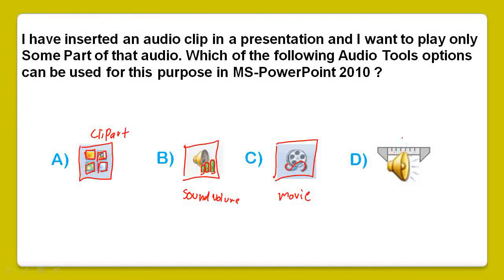So what is the fourth one? It says only some part of the audio. Am I right? And the ruler demonstrates how much we want to take out. So yes, if you don't know the answer, by looking at the pictures you can work out the correct answer. And yes, in this case D is the correct answer. Okay.